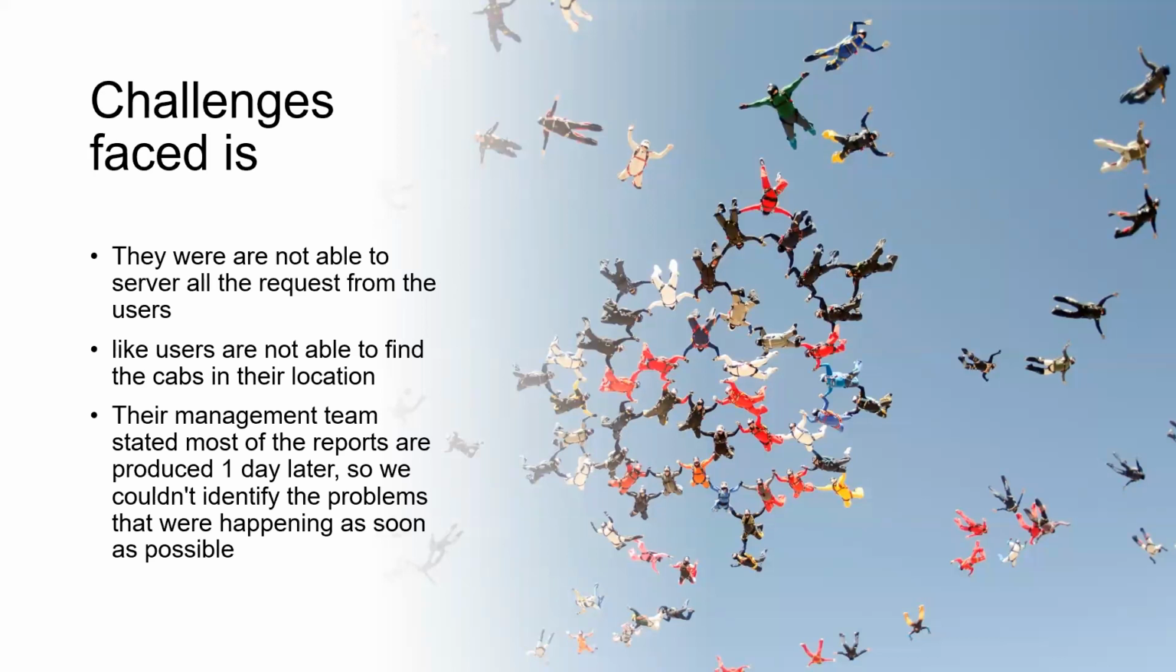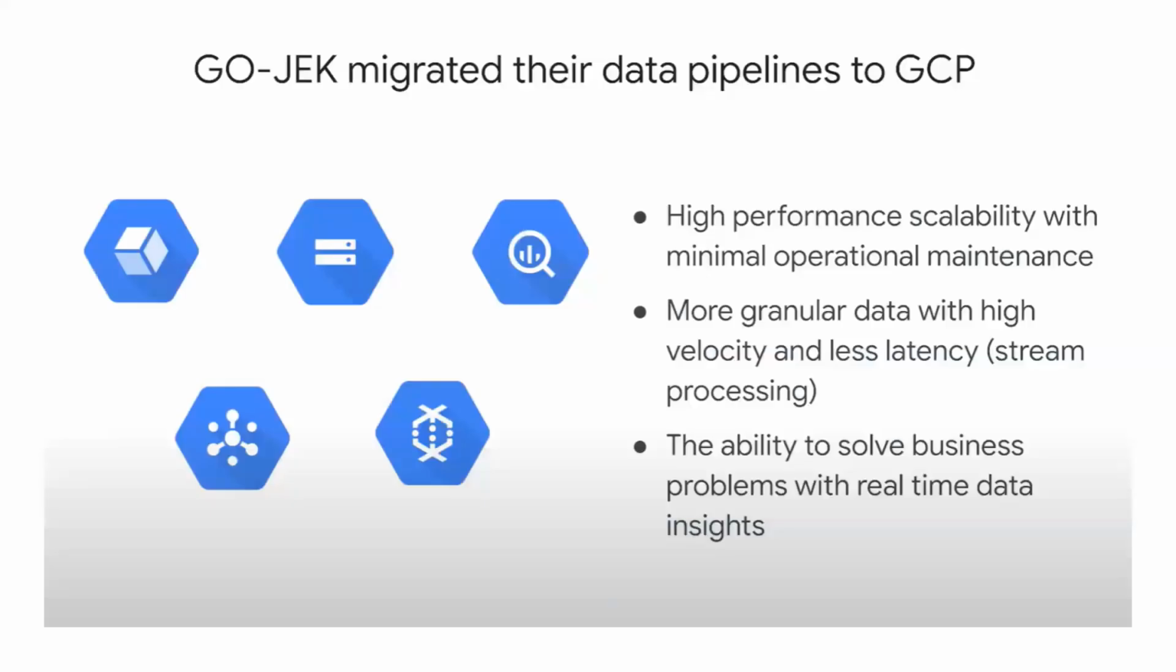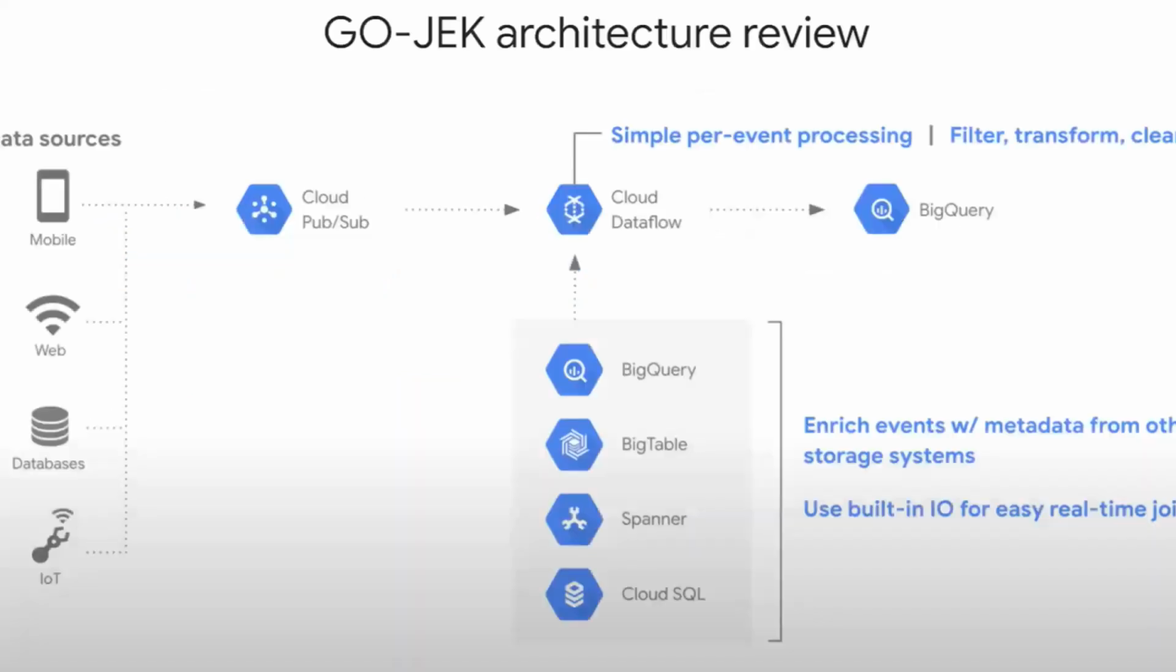The basic reason is that they were not getting the data in time, so they were not able to serve the request. Whenever a person booked a cab, they were not able to provide the cab booking. To overcome this, these guys migrated to Google Cloud. Whatever data was coming in, they were able to process with the help of data pipelines created across Google Cloud. So we can look at the architecture.